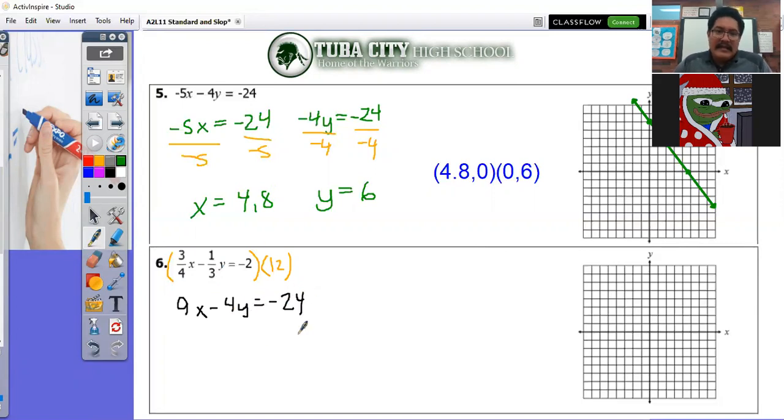There you go. And I'm going to do the same thing. It's already in standard form, and that makes it really easy for us to ignore one of the numbers. So I'm going to ignore y, so 9x equals -24. And I'm going to ignore the x now, -4y equals -24.